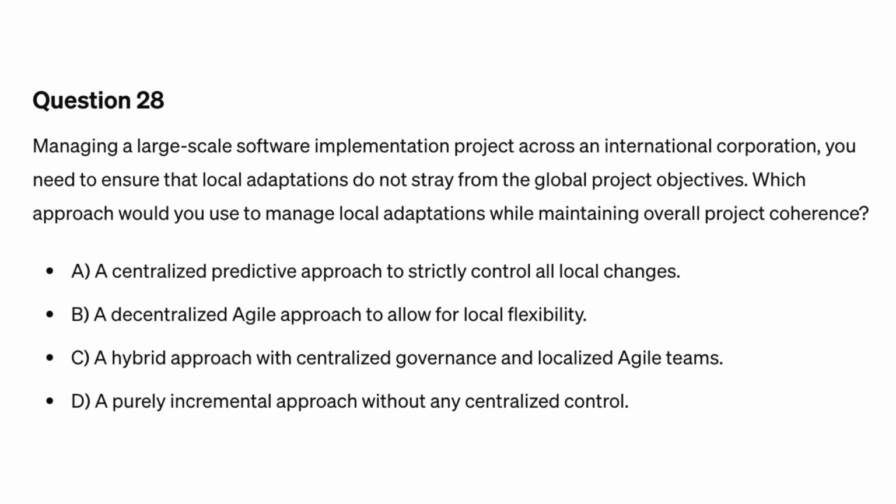Question 28. Managing a large-scale software implementation project across an international corporation, you need to ensure that local adaptations do not stray from the global project objectives. Which approach would you use to manage local adaptations while maintaining overall project coherence? A. The centralized predictive approach to strictly control all local changes. B. A decentralized agile approach to allow for local flexibility. C. A hybrid approach with centralized governance and localized agile teams. D. A purely incremental approach without any centralized control.